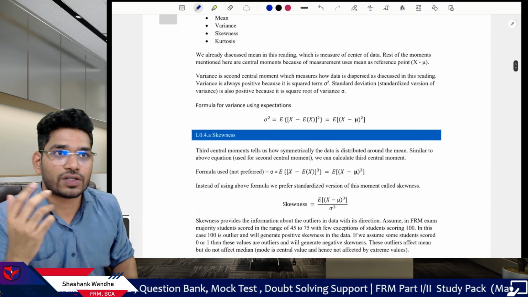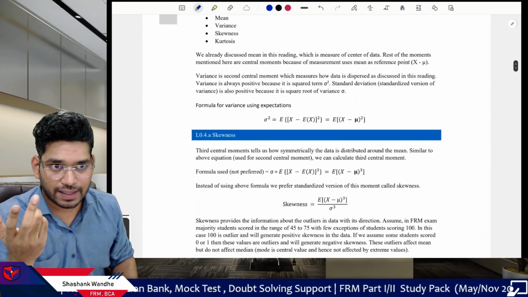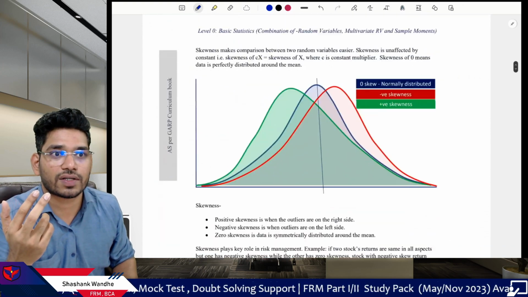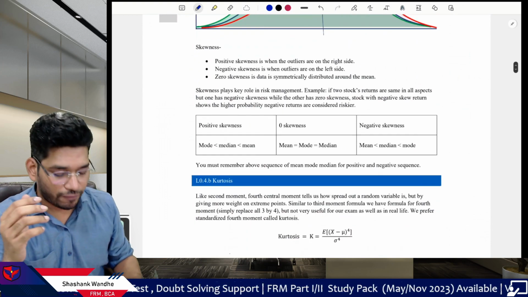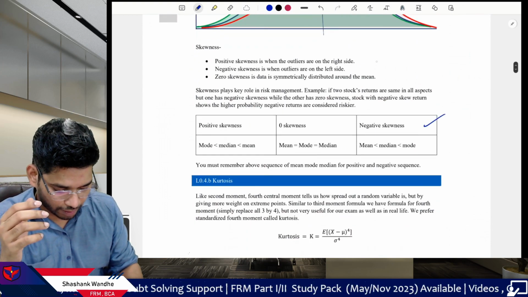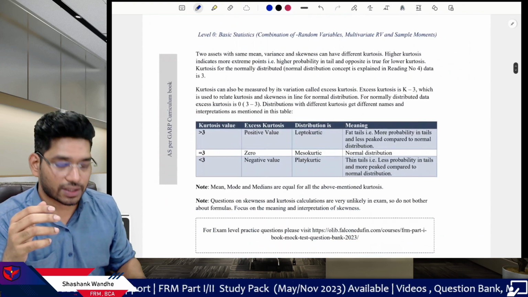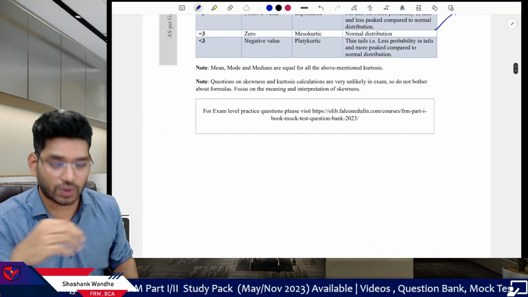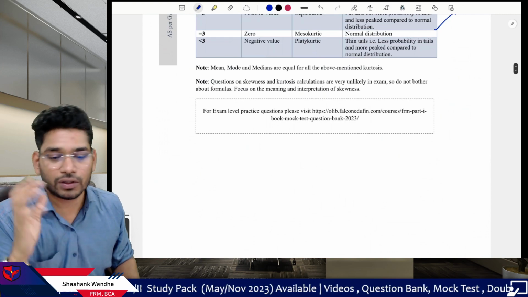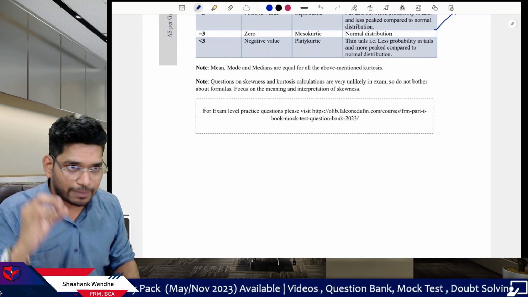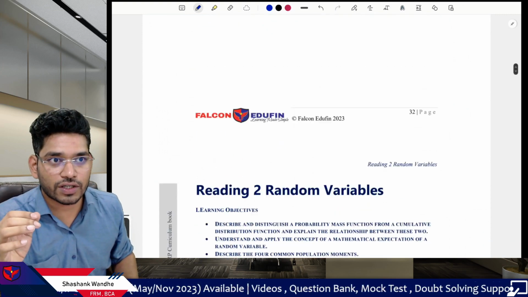Now there are 4 moments, so mean and variance were covered in the previous section. Now here we have the skewness and kurtosis discussion. Mainly you have to focus on this table, key points relating to skewness, and the same is applicable for kurtosis. Tables, okay, so whenever you see a table in my book or our book, that table is most important. You should not skip that table.